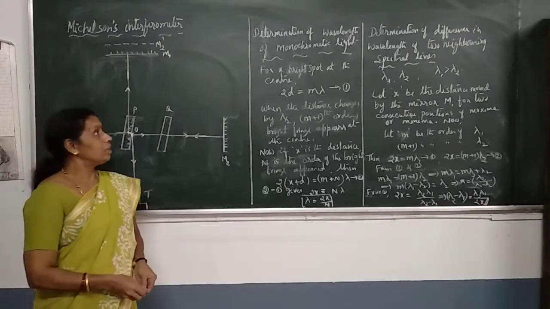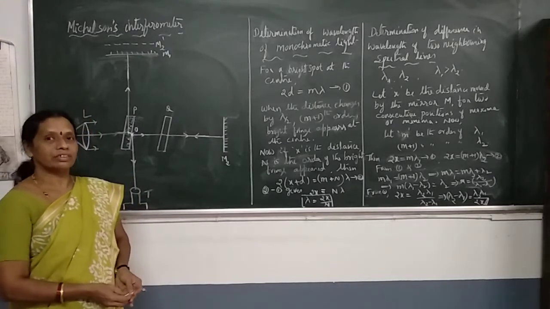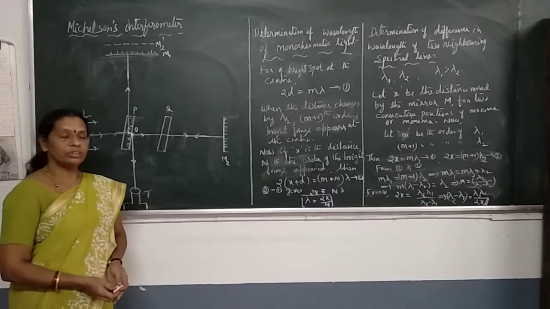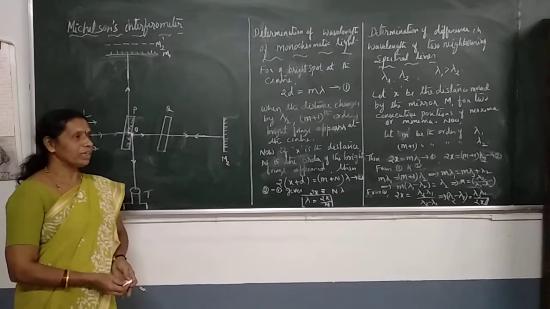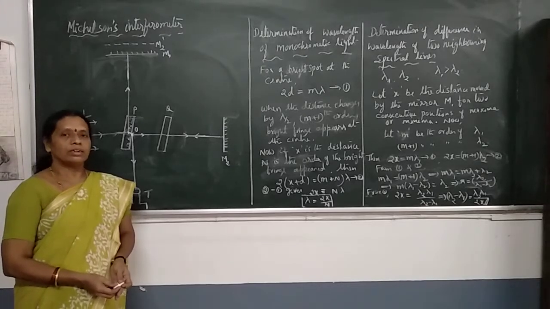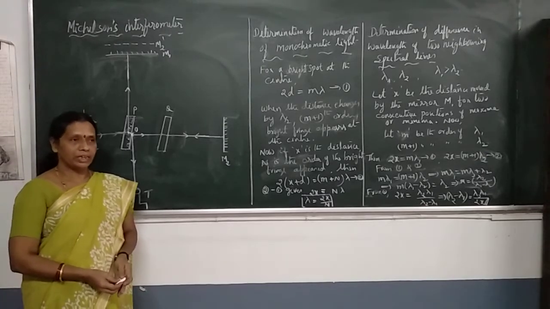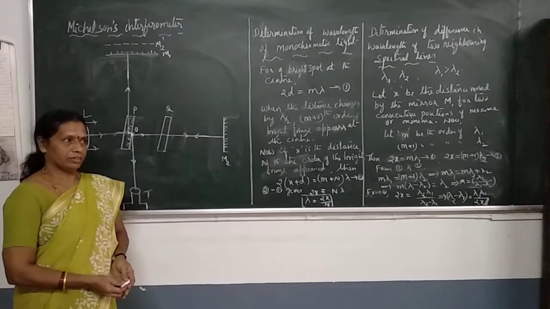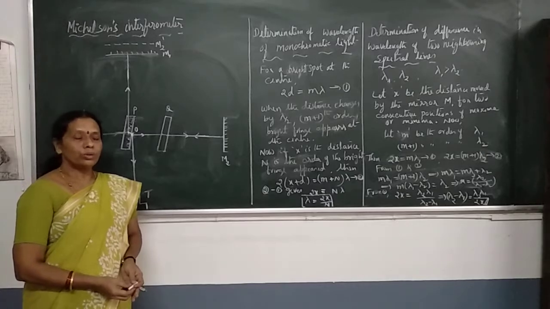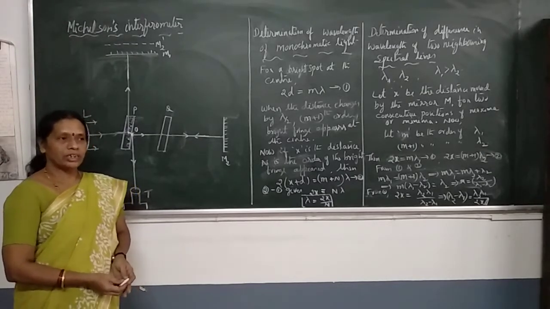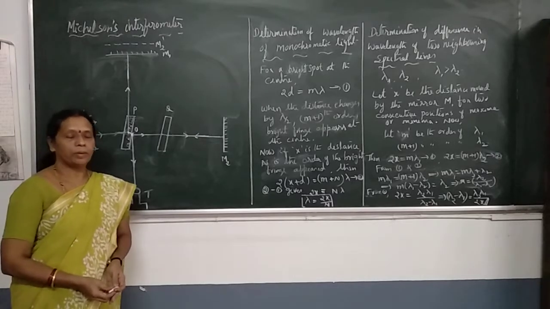Dear students, today's topic is Michelson's interferometer. An interferometer is a device which is used to measure wavelengths accurately. The working principle of this interferometer is that monochromatic light is divided into two equal parts by partial reflection and partial refraction.